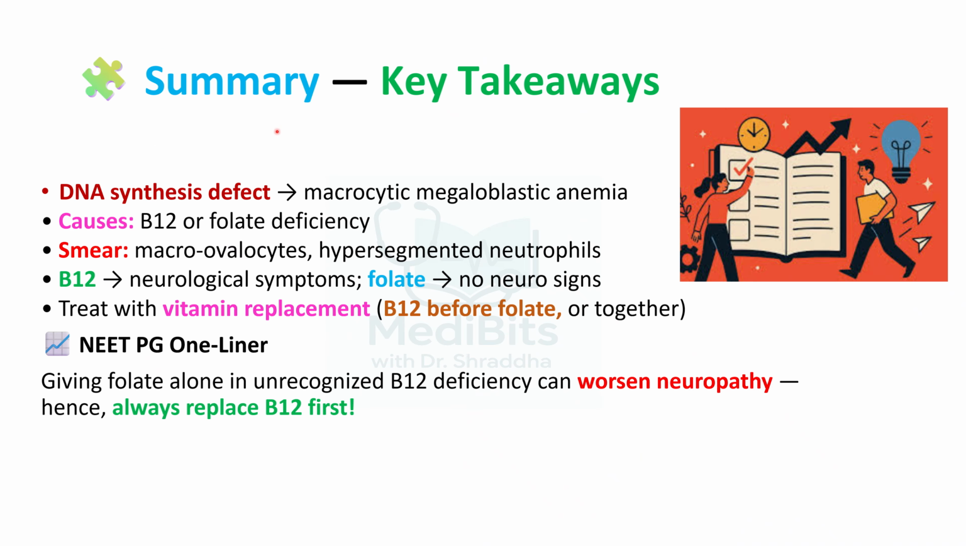So to summarize, megaloblastic anemia is equal to large cells due to defective DNA synthesis. Always think of B12 or folate deficiency when you see macrocytosis with hypersegmented neutrophils. Differentiate based on neurologic symptoms and biological markers. Treat promptly. Remember, B12 first, folate later.